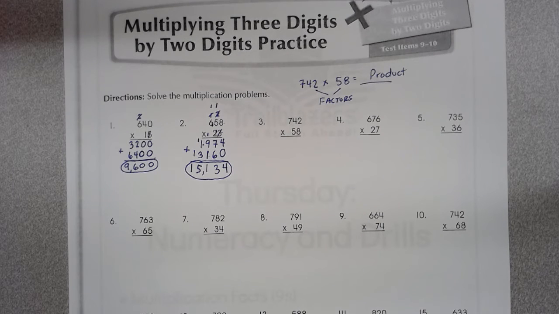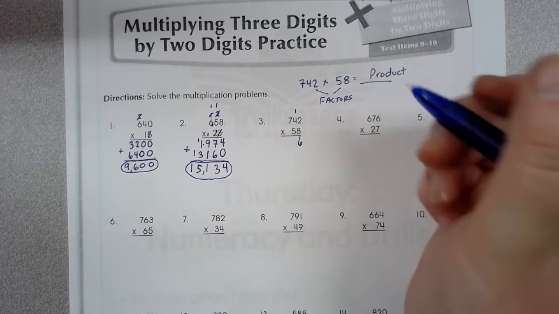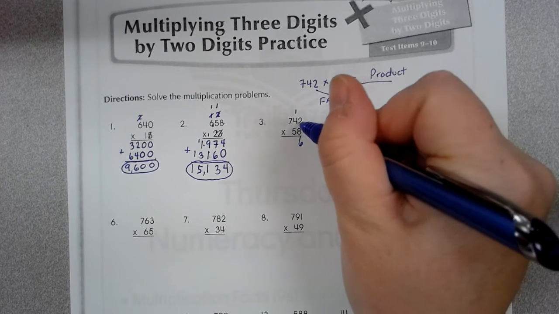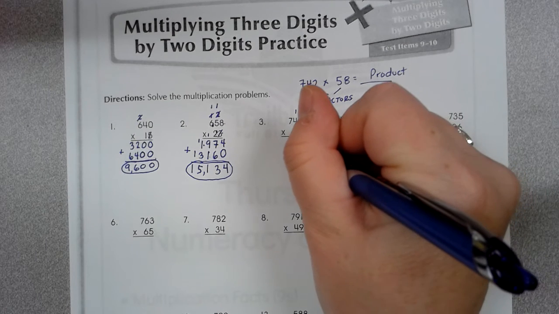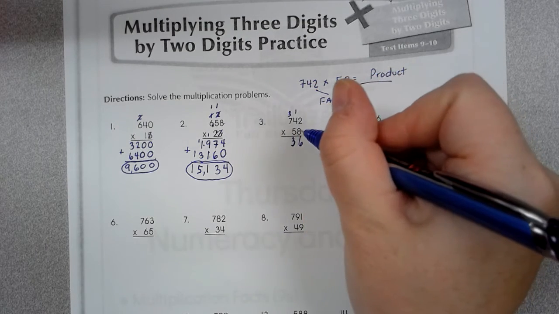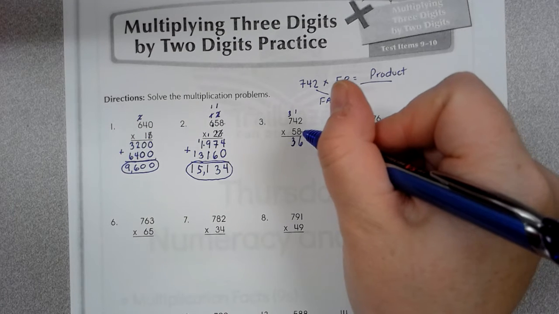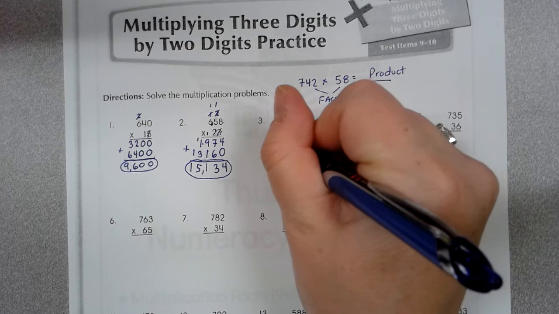Okay? So I have 742 times 58. Eights can be a little tricky, but just stick with them and you can get it. 8 times 2 is 16, so put my 6 down, carry my 1. 8 times 4 is 32, plus 1 is 33. 7 times 8 is 56, plus 3 is 59.